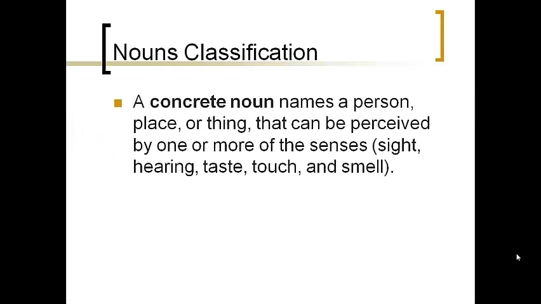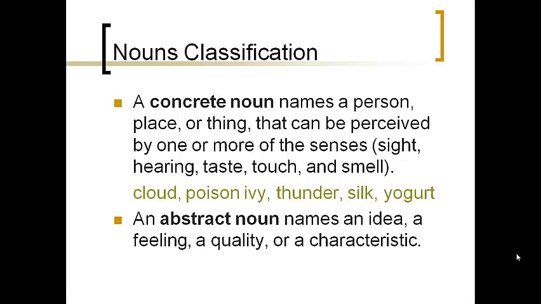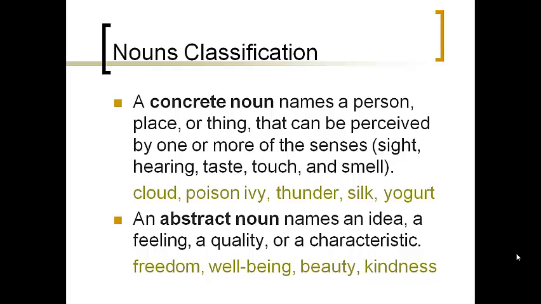Now there are some things we need to know about noun classifications, different kinds of nouns that we're dealing with. The first is a concrete noun, which names a person, a place, or a thing that can be perceived by one or more of the senses: sight, hearing, taste, touch, and smell. Example: a cloud, poison ivy, thunder, silk, yogurt. Then we have an abstract noun, which names an idea, a feeling, a quality, or a characteristic. Examples: freedom, well-being, beauty, kindness.